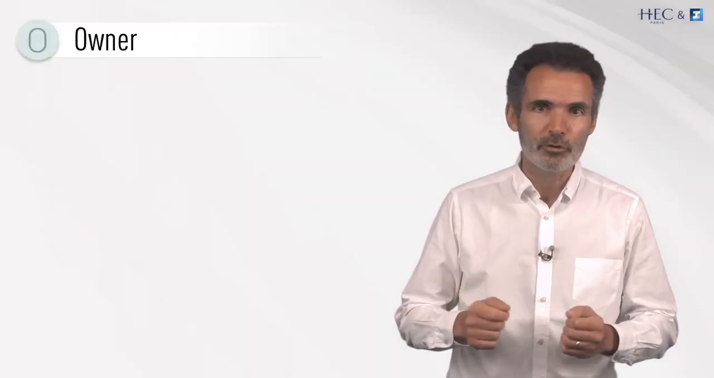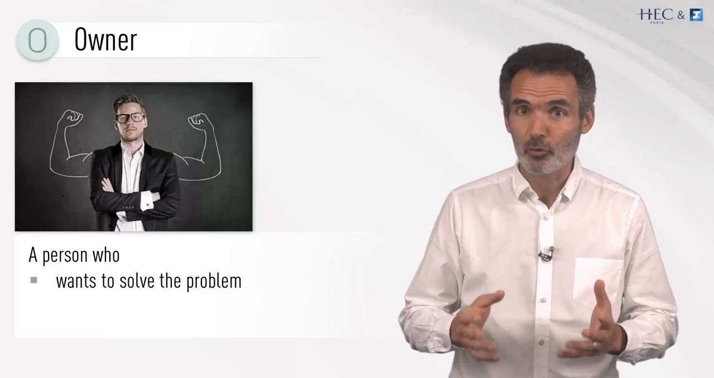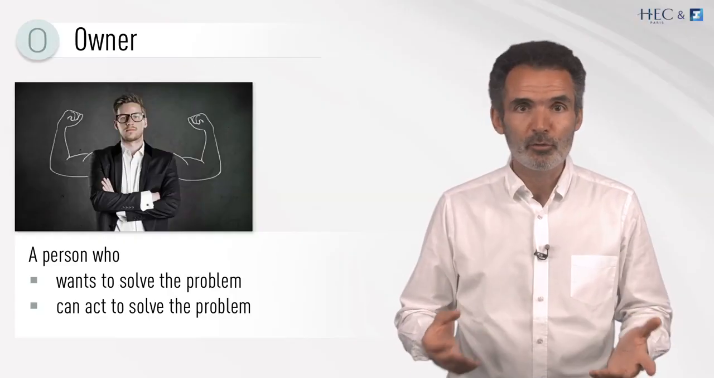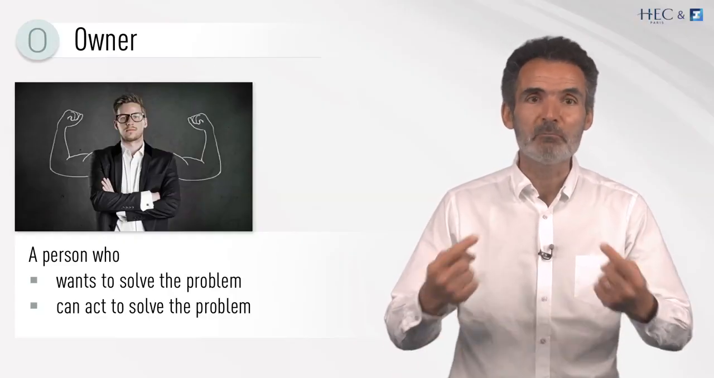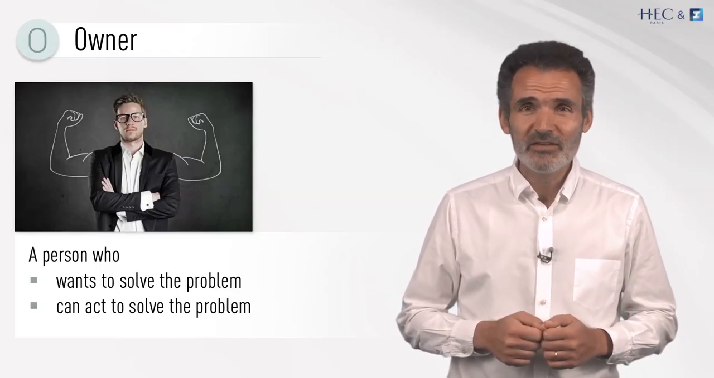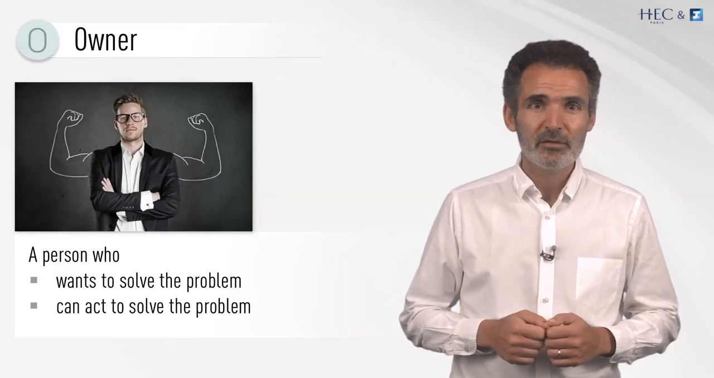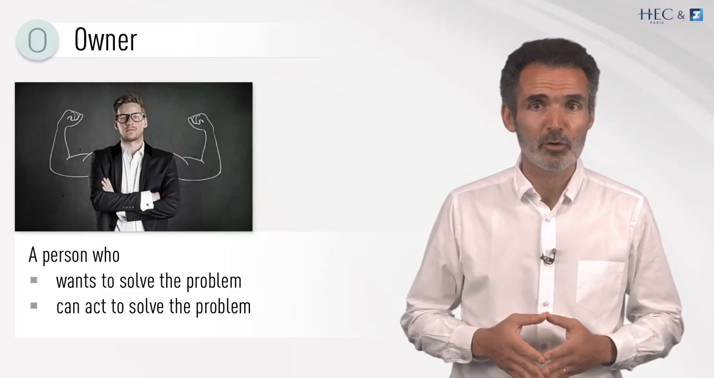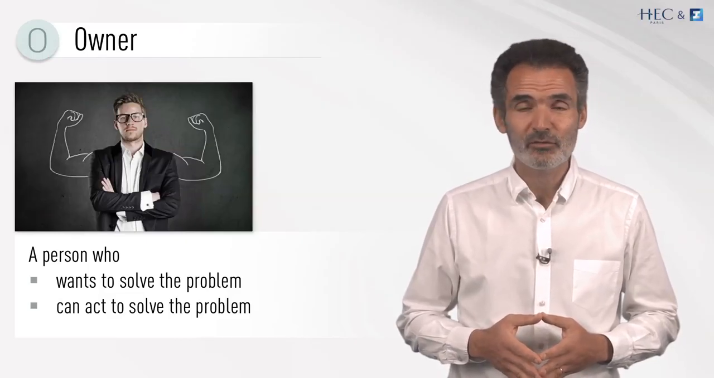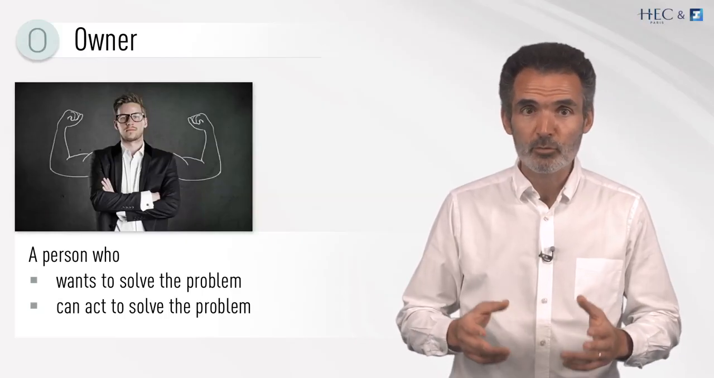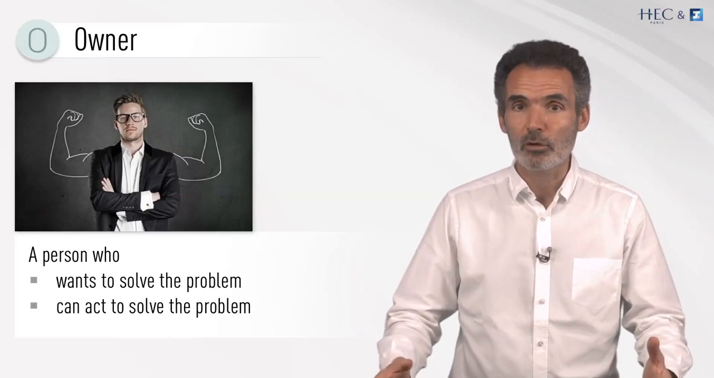O is for owner. For a problem to be solved, there must be someone who wants it solved and who is in a position to act. That person is the problem owner, the person who says and who thinks, this is my problem. Even when the trouble is clear, it's not always easy to identify a problem owner. Think, for instance, of environmental challenges on a global scale. Who is the problem owner? And yet, if you cannot identify a problem owner, you cannot solve the problem. Importantly, it is the problem owner who will help you complete the rest of the problem statement.